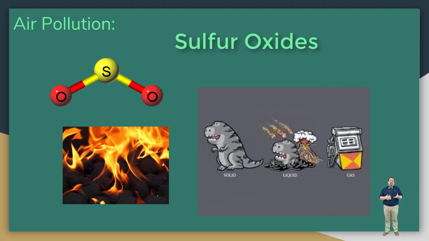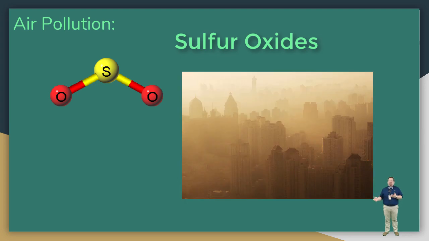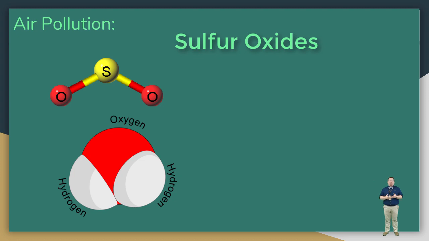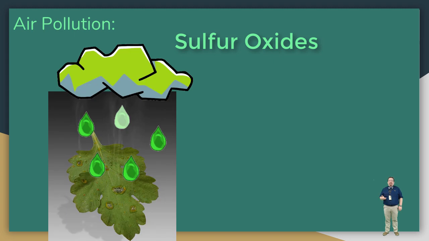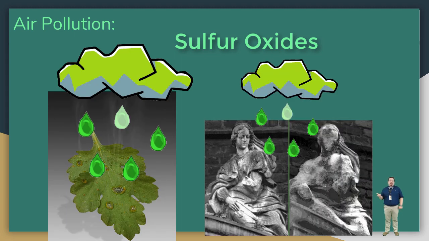These sulfur oxides, along with ground-level ozone, make smog. As molecules of sulfur oxides go up into the atmosphere, they can react with the water vapor that's in the atmosphere. When they do that, they create sulfuric acid. If that sulfuric acid rains down, we then call that acid rain. When acid rain occurs, it can damage plant life and stone statues or buildings.